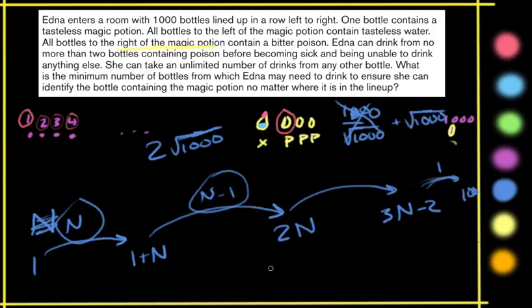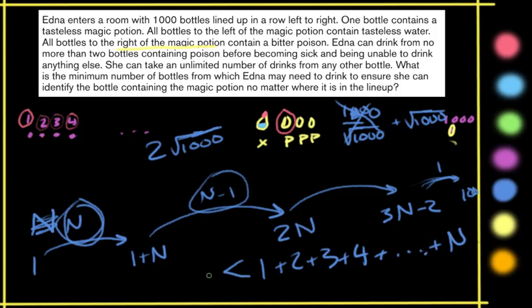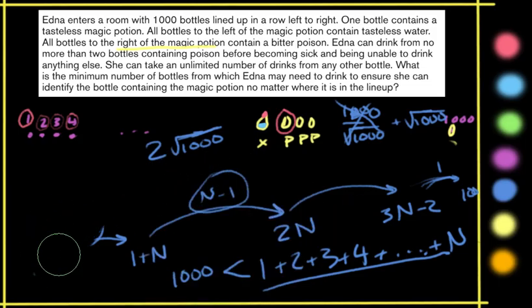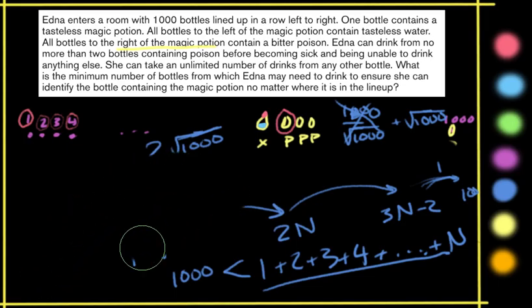So we need some number n such that when you do 1 plus 2 plus 3 plus 4 plus all the way up to plus n, it's got to be at least 1,000. So this has got to be bigger than 1,000. This is a triangle number, and we have an equation for these triangle numbers. If you want to find the sum of all these numbers, what is that sum going to be? Let's see.